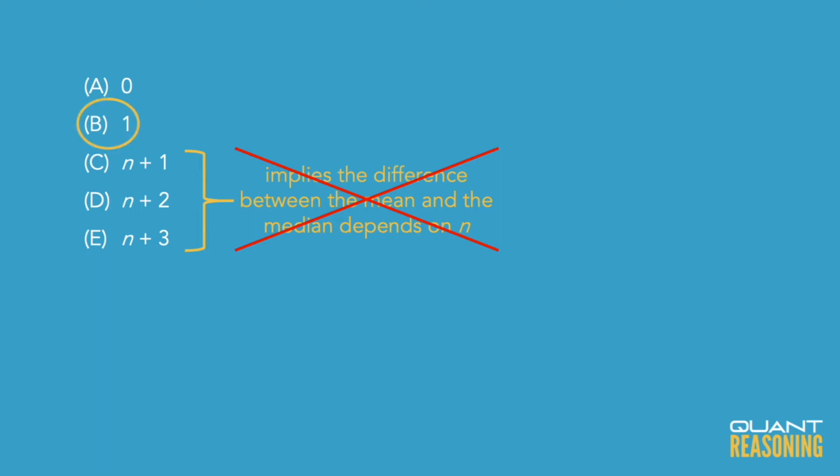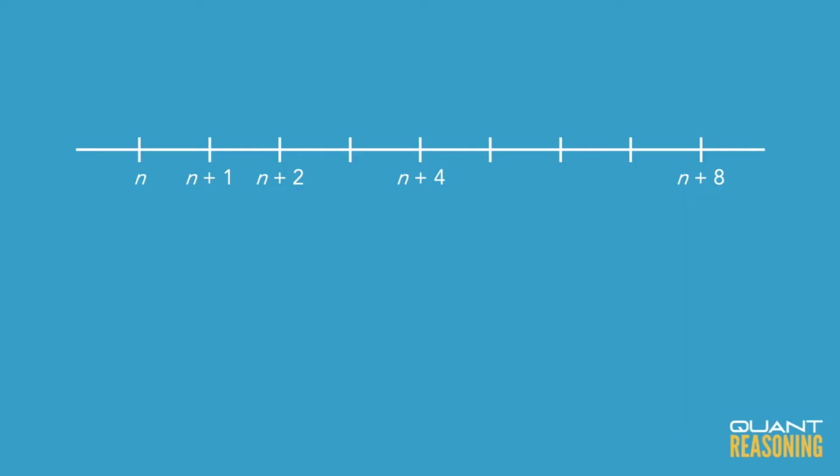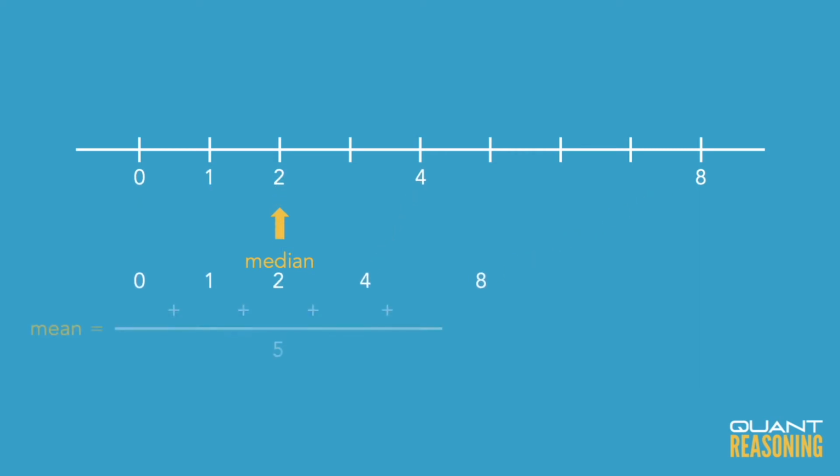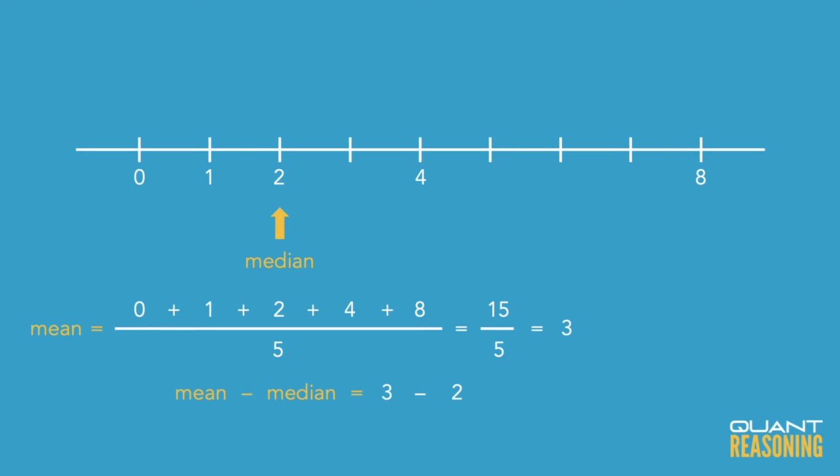Now to actually solve the question, the median of these 5 data points will be the middle data point. So that's n plus 2. And how would we go about finding the mean? There are 2 good ways to do that. One is to just imagine that n is 0, which would mean that the data points are 0, 1, 2, 4, and 8. Find the mean of those: 0 plus 1 plus 2 plus 4 plus 8, all divided by 5. That's 15 over 5, so 3. Now we were imagining that n is 0, so the actual mean would be n plus 3.